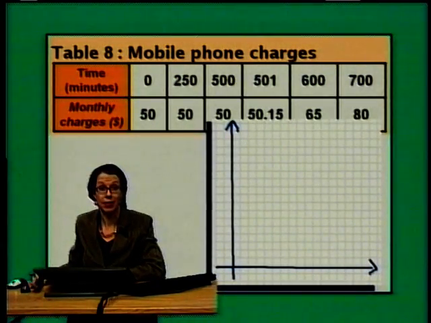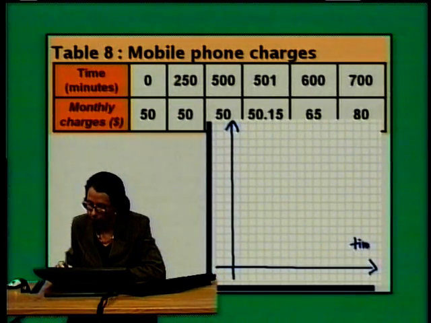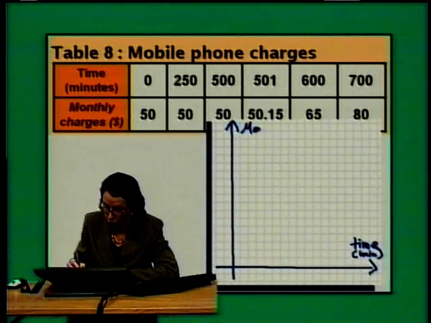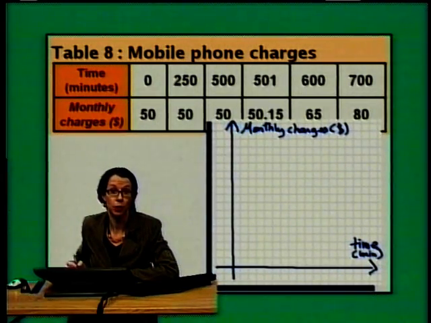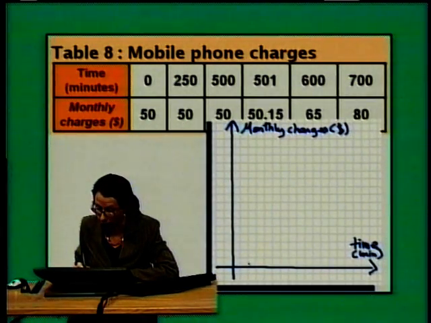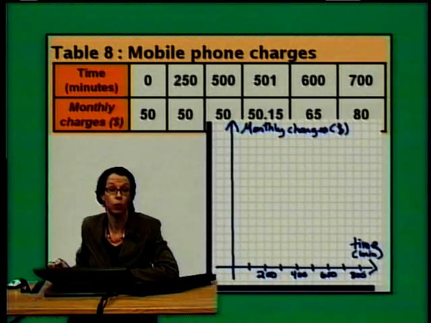And now I need labels and scales on my axes. Well, on my horizontal axis, I'm looking at time measured in minutes, and on my vertical axis, I have monthly charges measured in dollars. So my time that I considered was from 0 to 700 minutes, so I think I'm going to use a scale of 50 on my horizontal axis. So there's 100, 200 minutes, 300 minutes, 400 minutes, 500 minutes, 600 minutes, 700 minutes, 800 minutes.